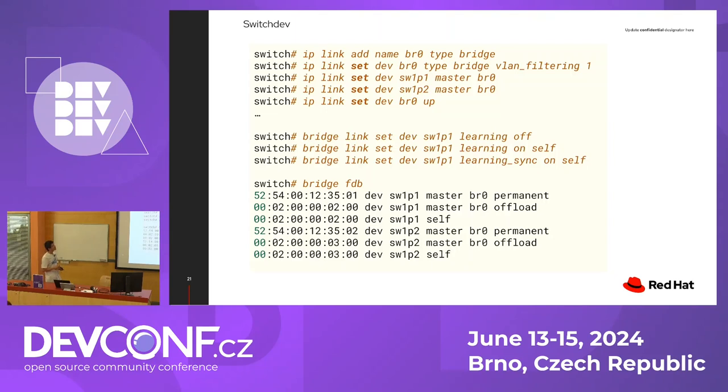We add the bridge, set the bridge with VLAN filtering enabled, set the interfaces to the bridge, and set them up. One thing we need to be aware of is that we need to disable learning on the port, but enable learning on the device itself, and at the same time enable learning sync on the device itself. This would enable learning and forgetting FDB entries. When the device learns the FDB entries themselves, it will sync to the bridge. So we can see the bridge FDB has some parameters like offload. With this enabled, the packets could go to the physical device directly instead of going through the kernel.